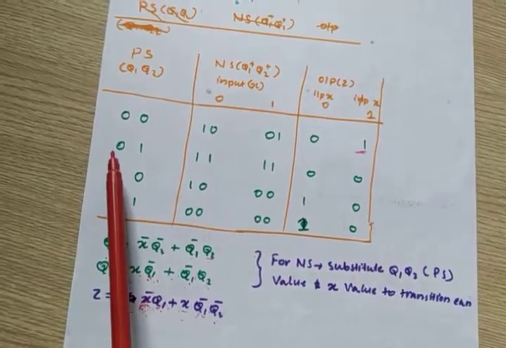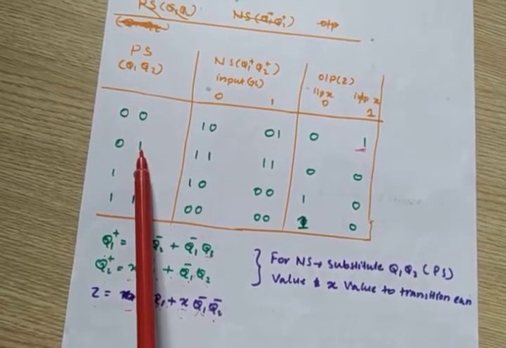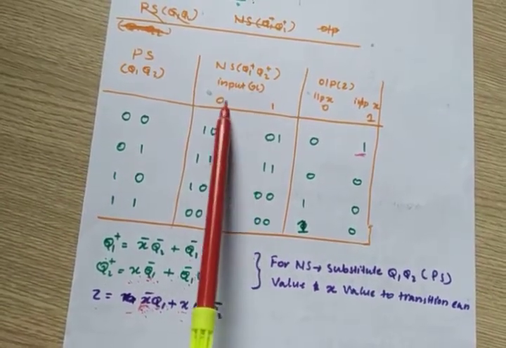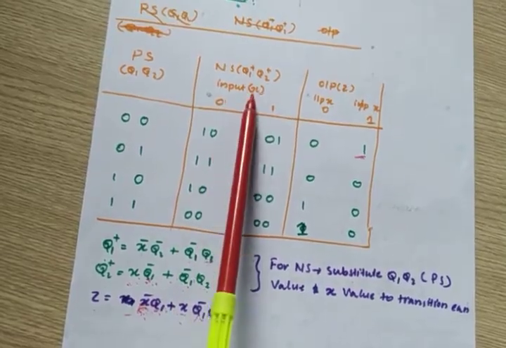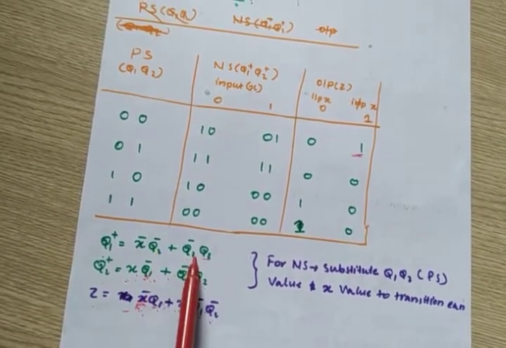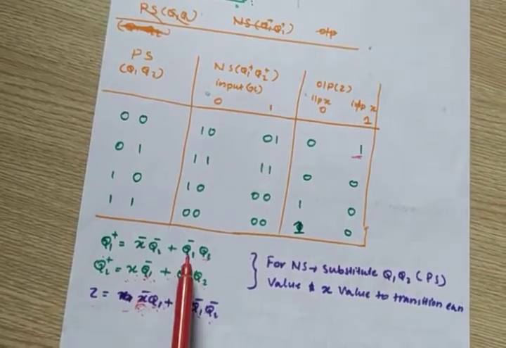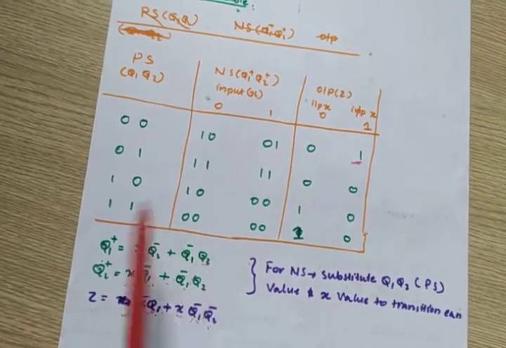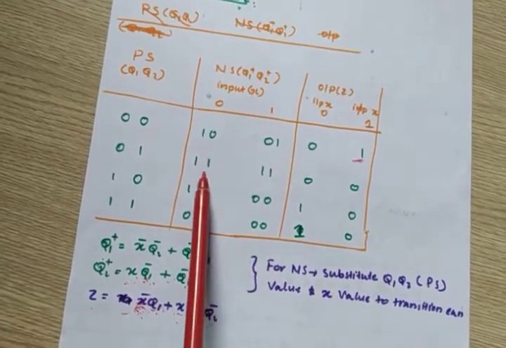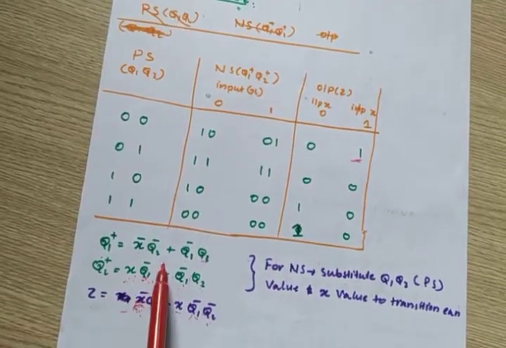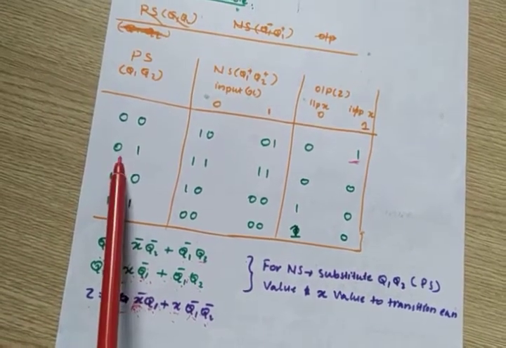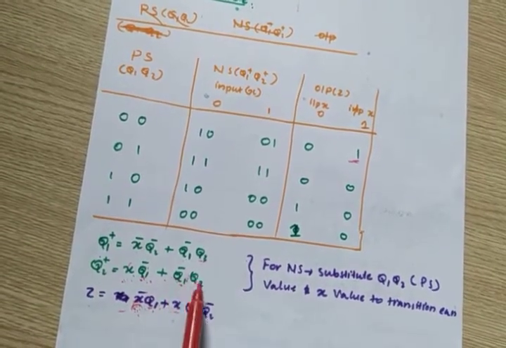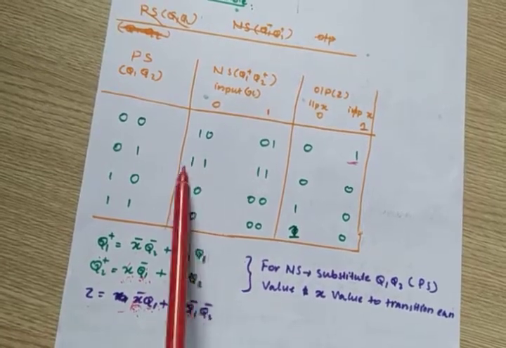Consider one more example I will show. For present state 0 1, what happens to the next state and output? For present state 0 1 with input 0, what is the next state? x is 0, so x bar is 1, and here it is 0 1, so q1 bar is 1, q2 is 1, so it is 1 here, because 0 plus 1 is 1. Now for q2, x is 0, and here it is 0 1. Here q1 is 0, so q1 bar is 1, q2 is 1, so 0 plus 1 is 1, that's why it is 1.